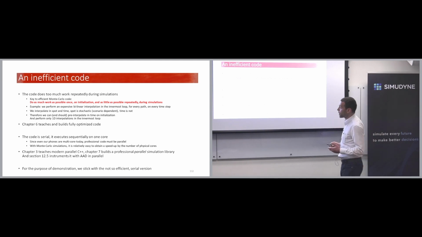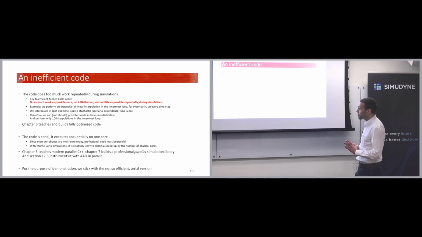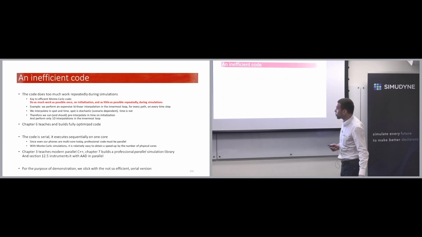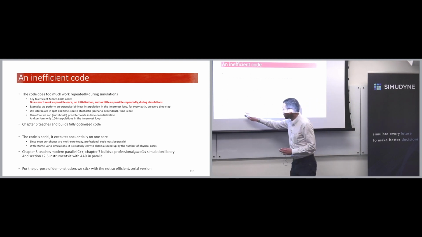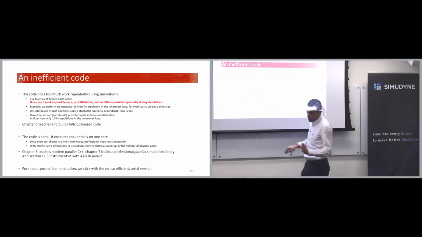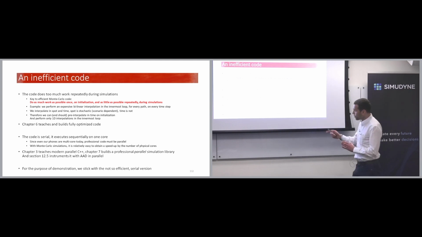And finally, this code is serial. It executes sequentially on one core, which is a bit criminal, especially with Monte Carlo simulations, which are quite easy to efficiently parallelize. Chapter 3 teaches modern parallel C++, and chapter 7 builds a professional parallel simulation library. And section 12.5 instruments it with parallel AAD. But for the purpose of this demonstration, we stick with a not-so-efficient serial version.